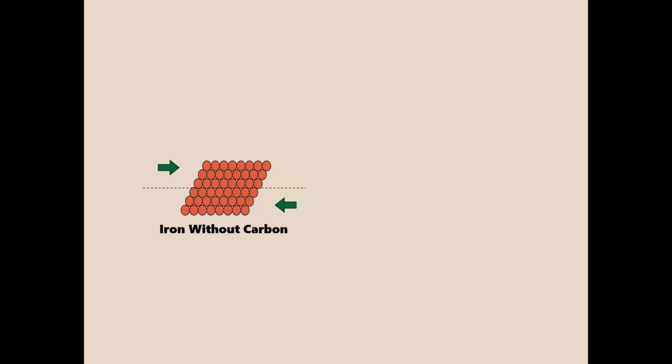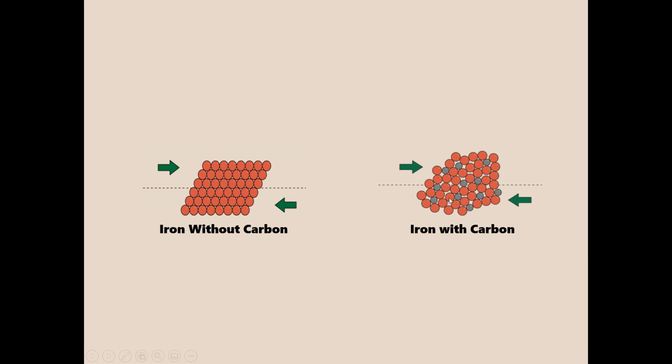So if you can imagine, if you're going to include carbon into an iron metal, carbon is not a metal, but it is a semiconductor. So if you add impurities such as carbon to iron, you can make it stronger, so making it harder, unlike when you're using pure iron.